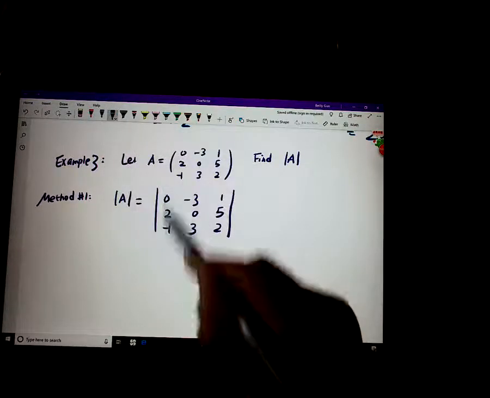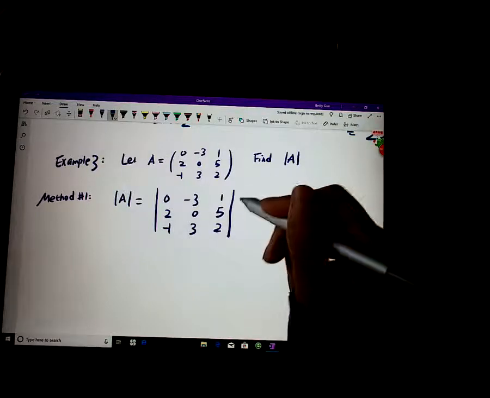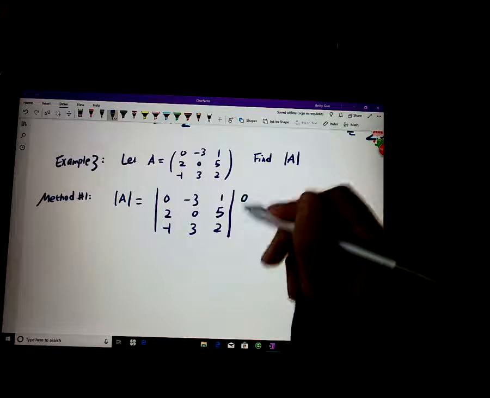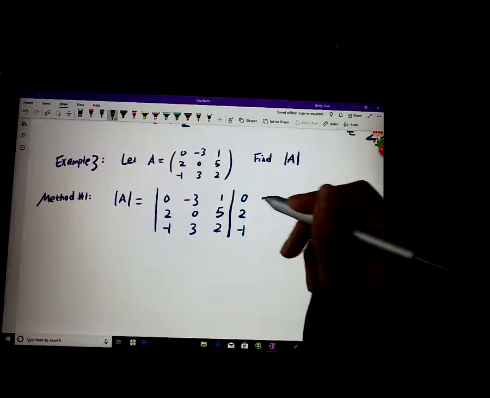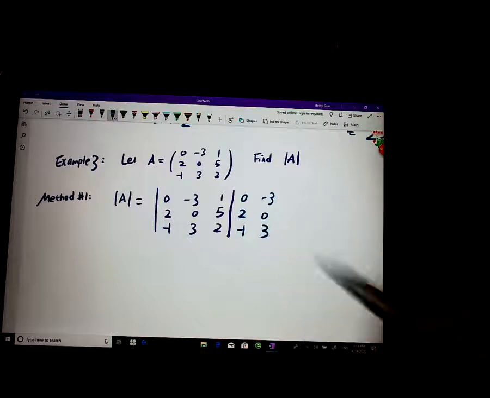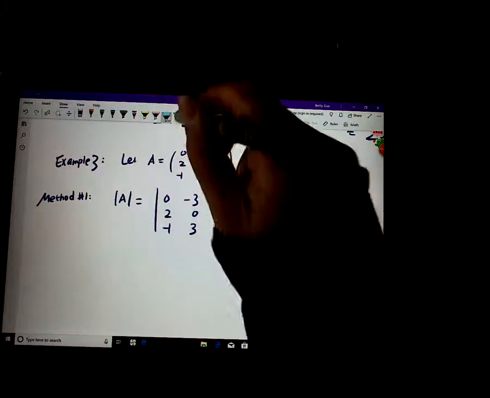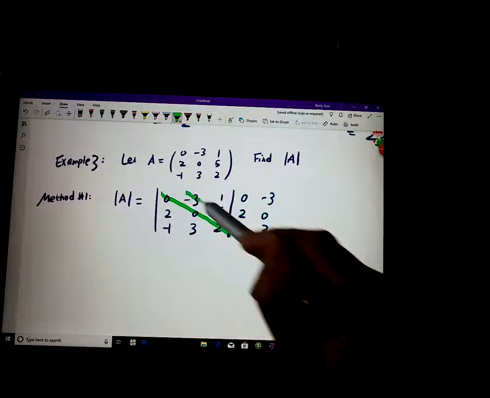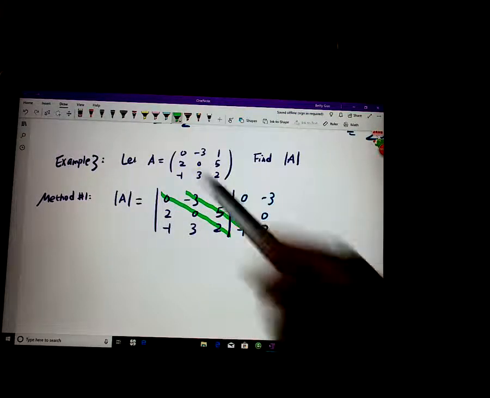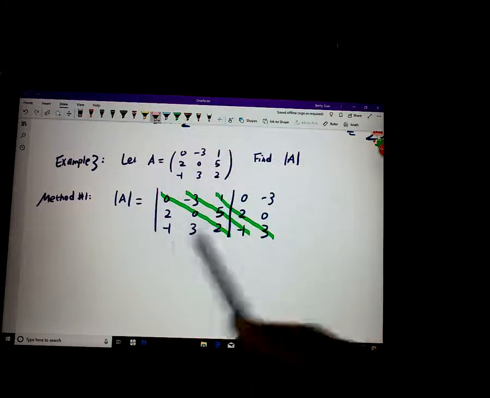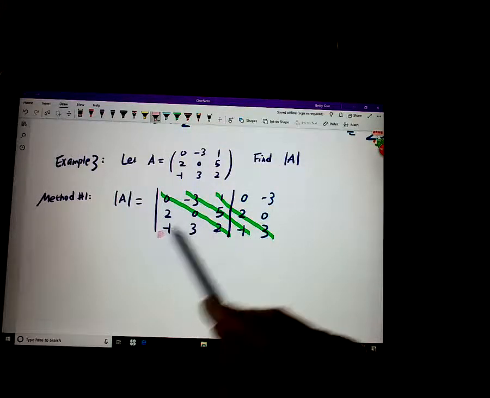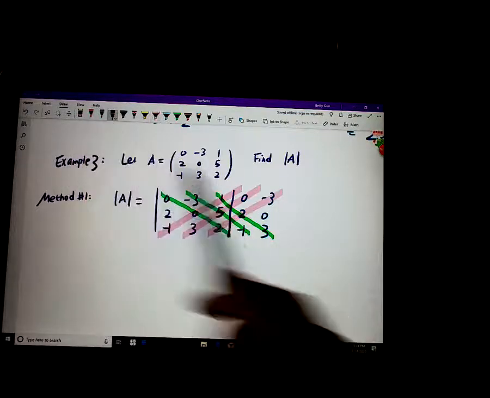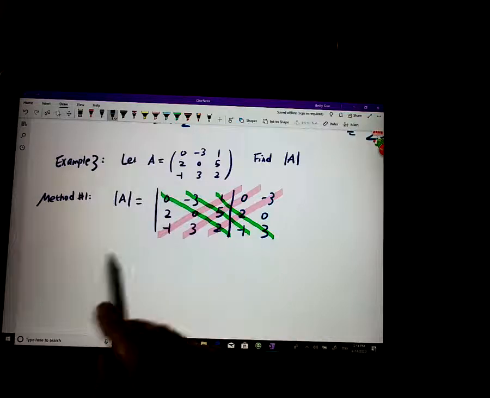I'm taking column 1 and column 2 and writing the 2 columns to the right of the determinant. 0, 2, -1. -3, 0, 3. Okay? And then I would have 3 main diagonals. This one, this one, and this one. And 3 vice diagonals. They are this one, this one, and this one. Now, this is a good method. Many students, they like this method.